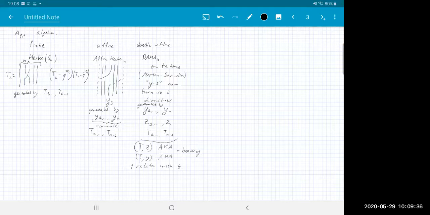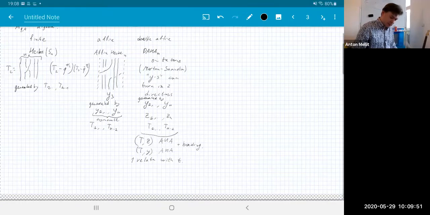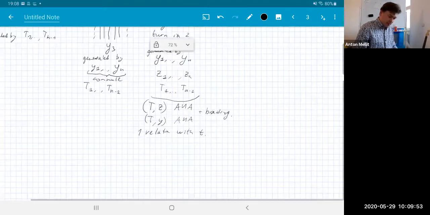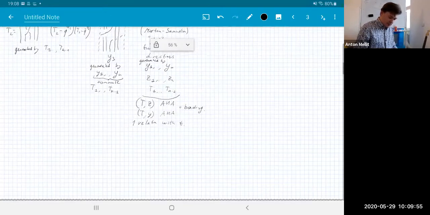Now, Anton, is there a way to see the spherical subalgebras nicely in terms of pictures? Yes, I will mention that. Okay. So this is one way of thinking.